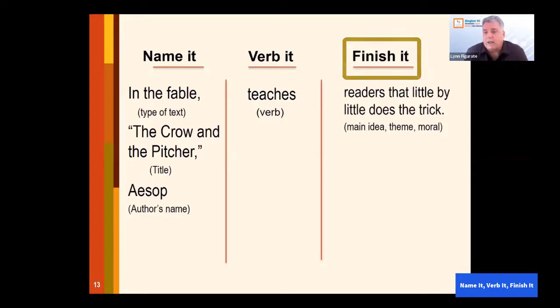If it's RI, an informational passage, we use the main idea. If the reading is narrative, we can do the theme. If it's a fable, then you have the moral. So that Finish It piece is really to give, what is this mainly about? You can see it all here in one sentence in the fable, The Crow and the Pitcher. Aesop teaches readers that little by little does the trick. So we want to have all of those together and teach that strategy.